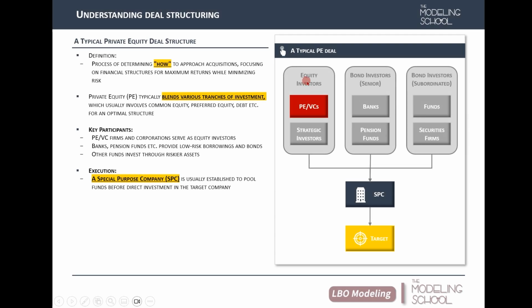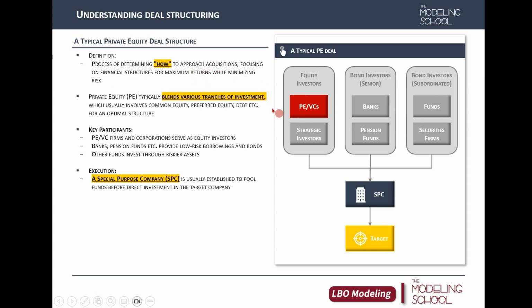So how do the private equity investors make an investment in the target? A deal structure means the process of determining how to approach acquisitions. Especially, they're focusing on financial structures for maximum returns, and they want to minimize risk.